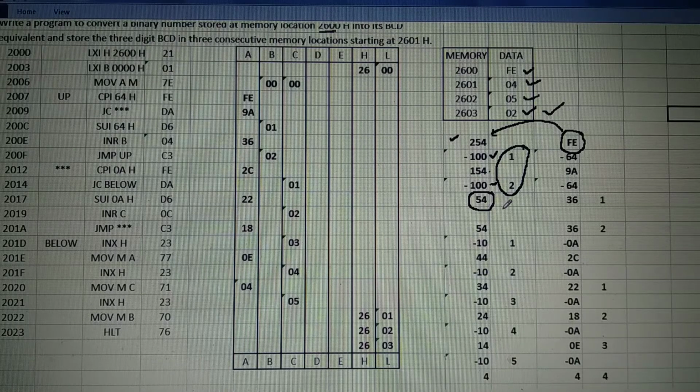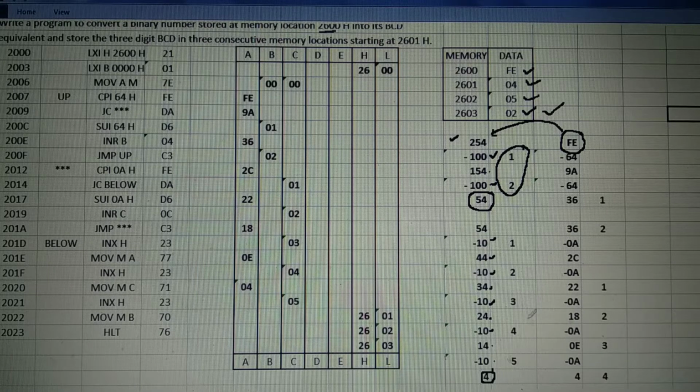Here the number 54 is not greater than 100, so you have to compare it with 10 and go on subtracting 10 till the remainder is less than 10. 54 minus 10, you will get 44, it is greater than 10. Again subtract 10, you will get 34. Again subtract 10, it is 24. Again subtract 10, you will get 14. Again subtract 10, you will get 4. Now this is less than 10.